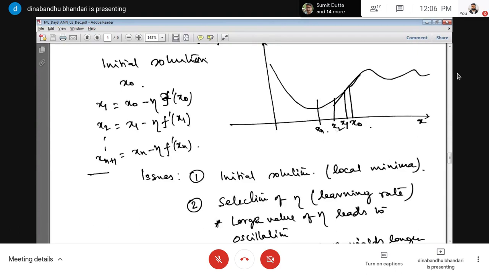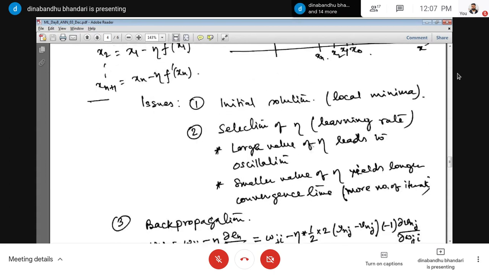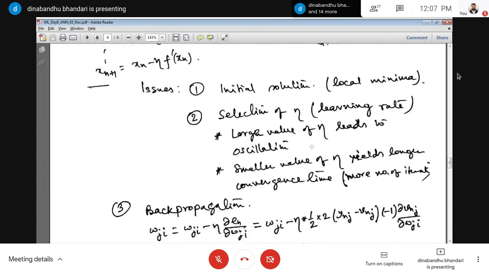Maybe if you have, say, 100 iterations to reach the minima, then maybe you have to perform 1000 iterations with the smaller eta. And it is true, right? If you want to find a quality solution, you have to pay more, or any quality product if you want to buy, obviously you have to pay more, isn't it? That we have seen in general.